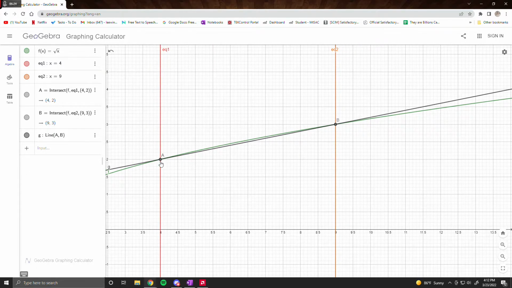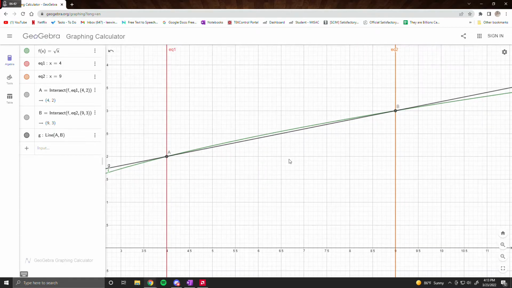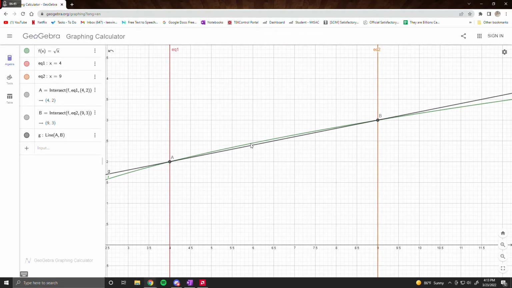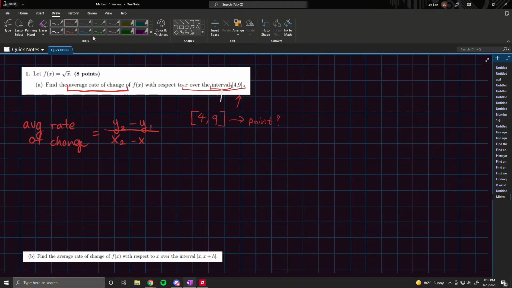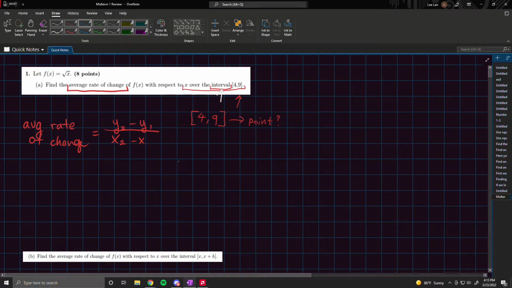Average rate of change is, well, I choose 2 points on the x-axis from 4 to 9, and I put a point at those two x values, and I draw a straight line between those 2 points where it hits the graph, and that's my average rate of change. So that's geometrically what's going on. But the question is, how do I find it using algebra and pen and paper? So that's where this formula comes in.